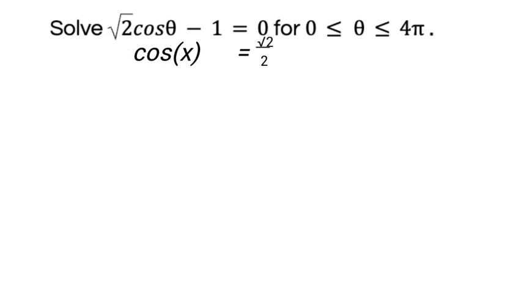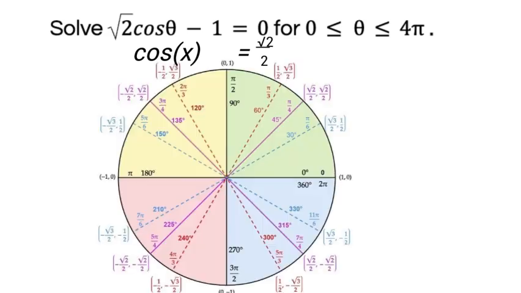Now Mr. Corey is basically asking us, find me an angle whose cosine is the square root of 2 over 2. Easy. Look at the unit circle. Where is the cosine of angle, the square root of 2 over 2? At pi over 4 and 7 pi over 4.